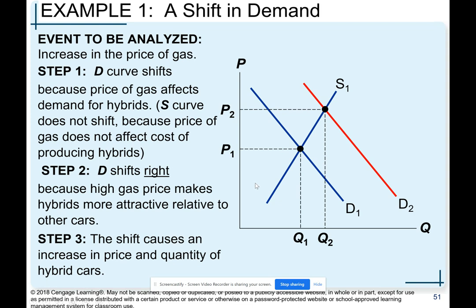Number three, the shift causes an increase in the price and quantity of hybrids. Price will increase from P1 to P2. Quantity will increase from Q1 to Q2.